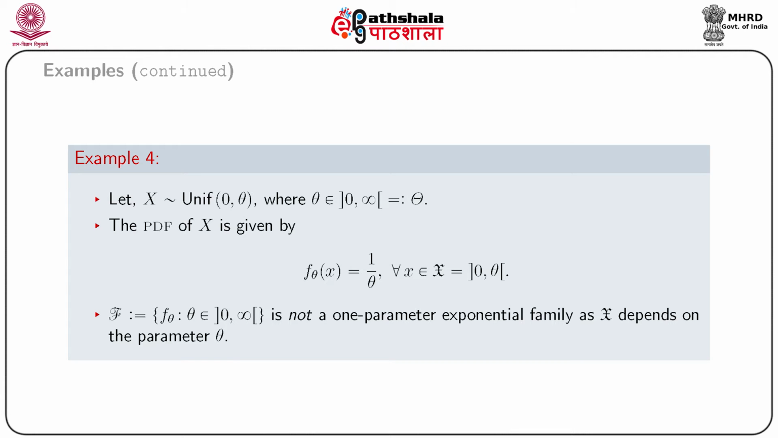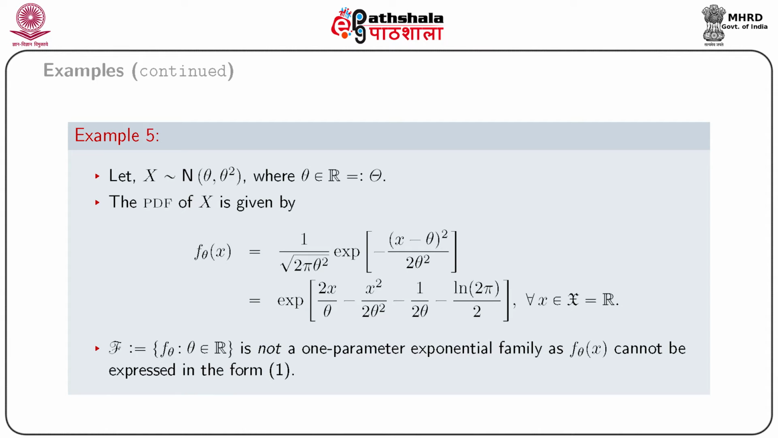Now, f theta x cannot be put in the form of a PDF belongs to the one parameter exponential family, and hence the family normal theta comma theta square is not a one parameter exponential family. We consider another example. Suppose x follows rectangular distribution with parameters 0 and theta. Then the PDF of x is given by f theta x equals 1 by theta if 0 less than x less than theta, equals 0 otherwise.